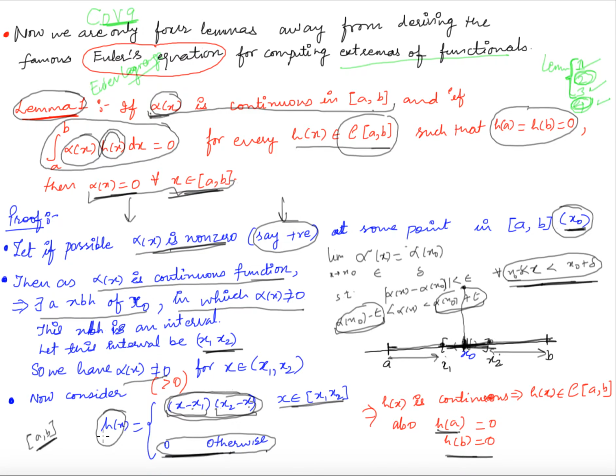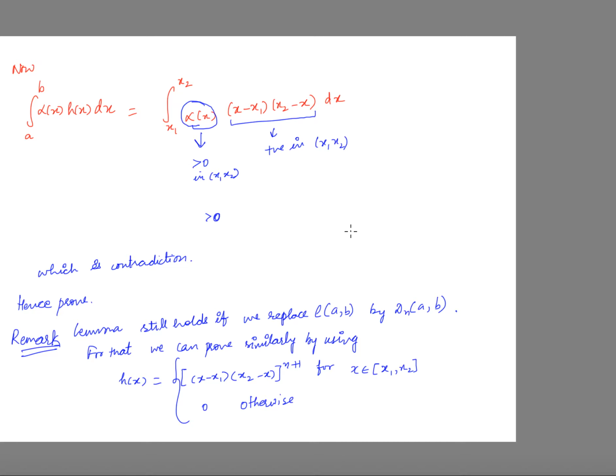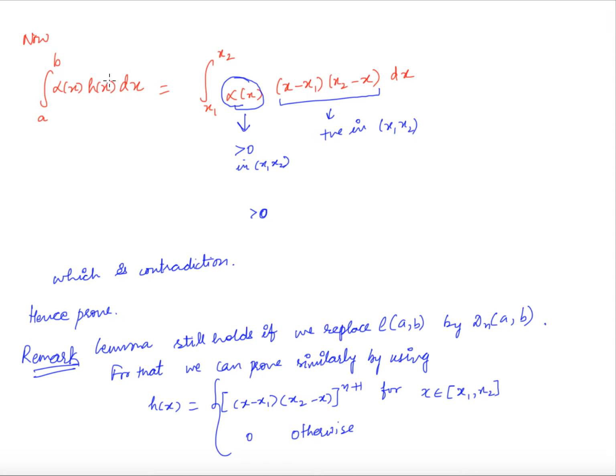Okay, so now we have alpha x positive in the interval x1 x2, and we have hx which satisfies all the conditions of the lemma, and hx is positive in the interval x1 x2. Now because this hx is satisfying all the conditions of the lemma, this integral has to be 0, because that is what our lemma says for this particular hx. Okay, let's move to the next slide. So for that particular hx, now we had this integral.